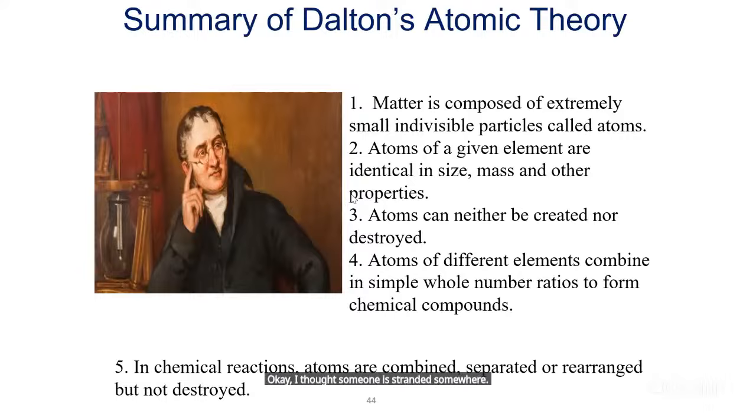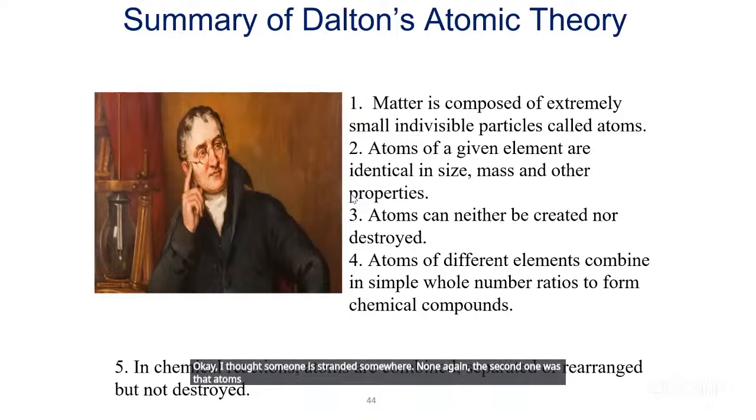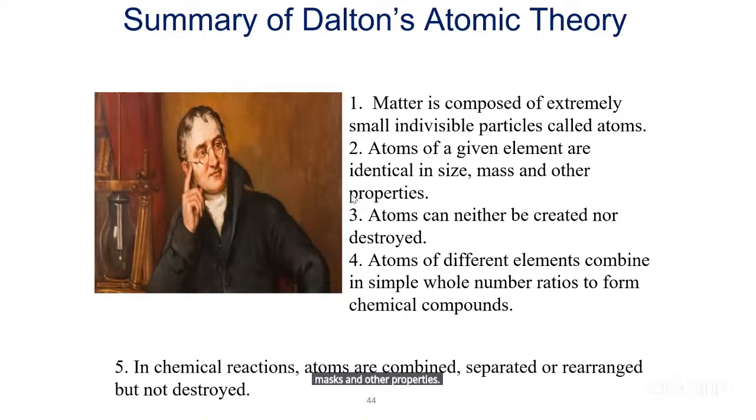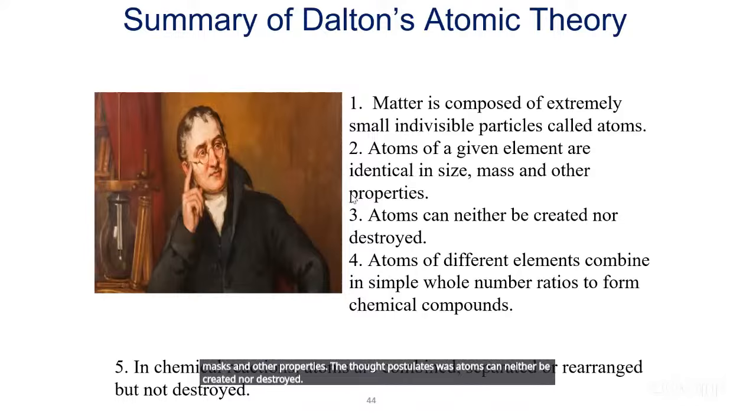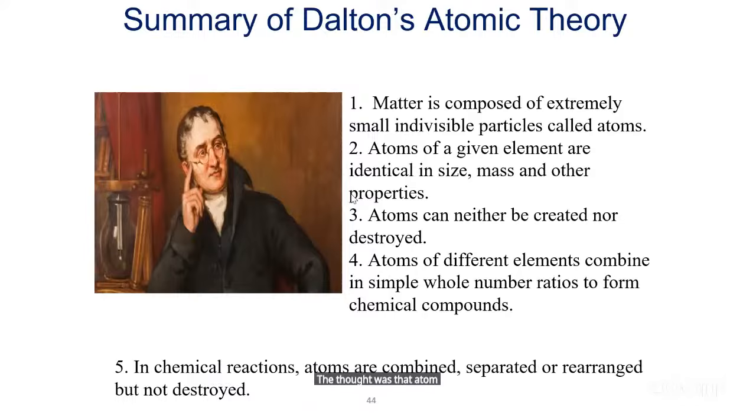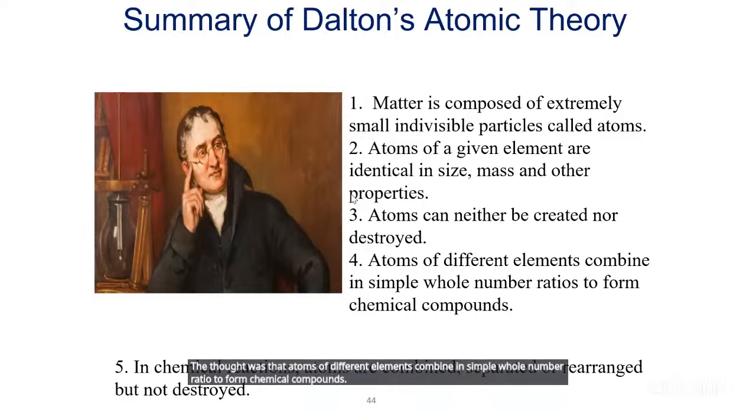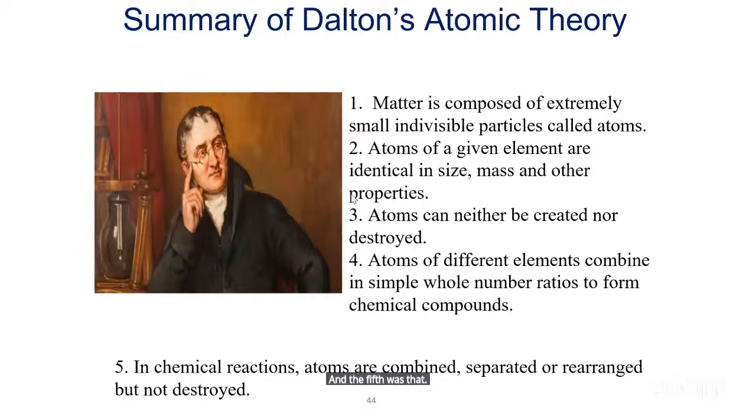Now again, the second one was that atoms of a given element are identical in size, mass, and other properties. The third postulate was that atoms can neither be created nor destroyed. The fourth was that atoms of different elements combine in simple whole number ratios to form chemical compounds. And the fifth was that in chemical reactions, atoms are combined, separated, or rearranged, but not destroyed. We are going to be looking at these 5 postulates by John Dalton.